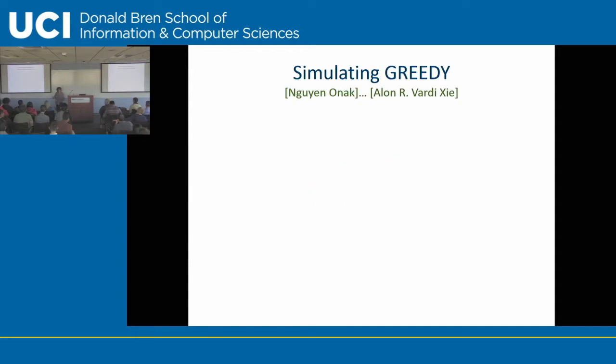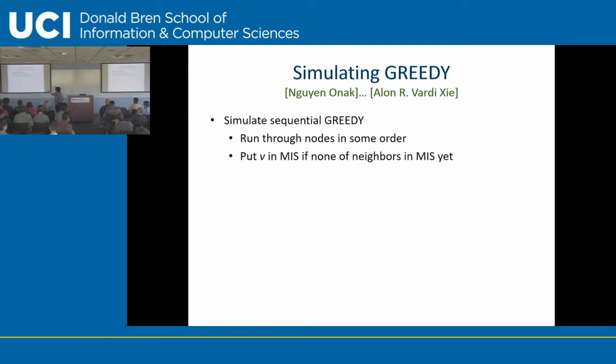But here's an idea where let's try to simulate greedy. Which is run through the nodes in some order, put V in the maximal independent set if none of the neighbors have been put in the maximal independent set yet. And now what we're supposed to do is figure out what would greedy do on U. Okay? Well, as we said, it depends on the order. Once you pick the order, it's completely deterministic, right? It just depends on what nodes came before you in the order. That's it.